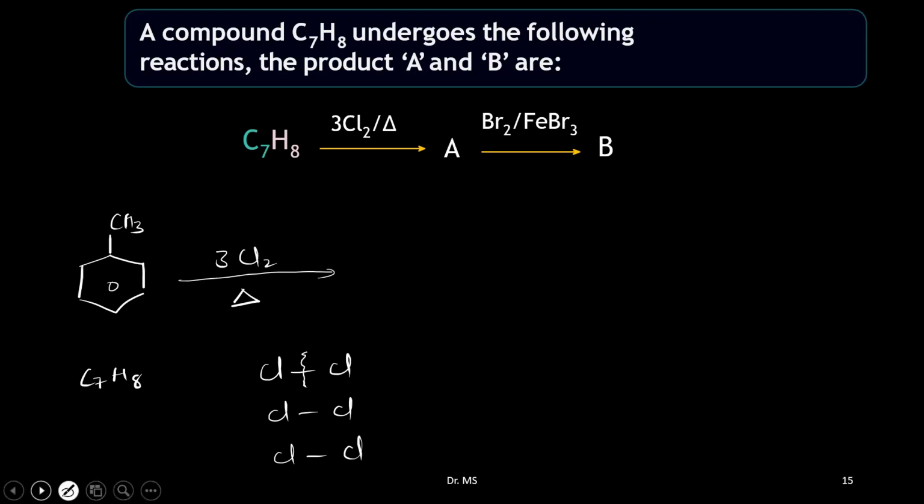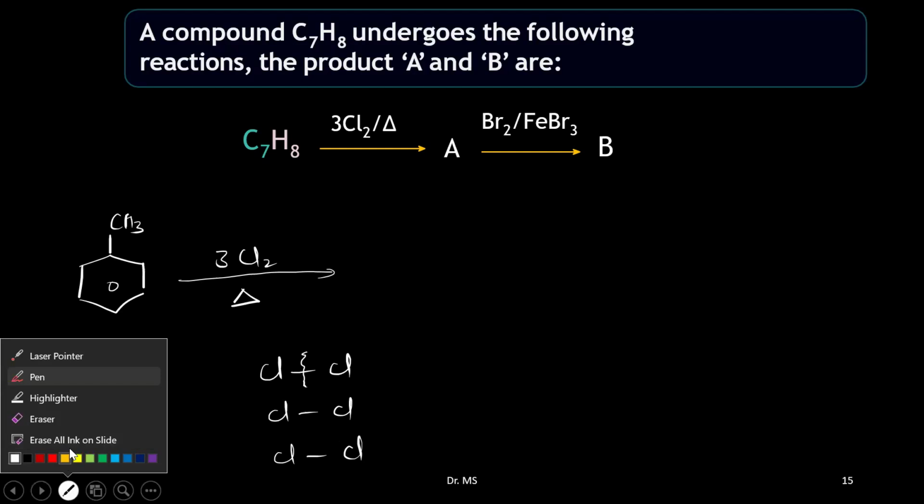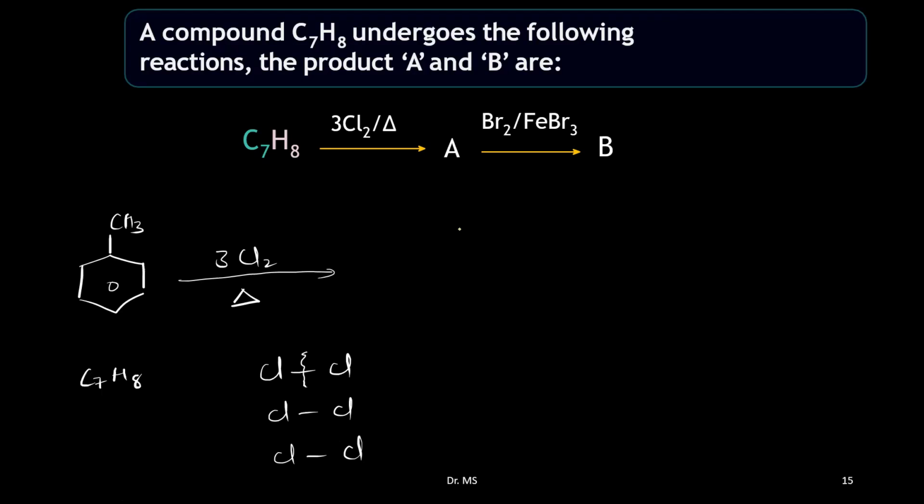Okay. Before, we needed the Lewis acid. But here, instead of Lewis acid, you are supplying the heat or light energy to break the bond between the chlorine and chlorine. Before, we needed FeCl3 so that it can turn into FeCl4 minus and Cl plus. But here, the heat energy is breaking the bond between Cl and Cl. So remember this.